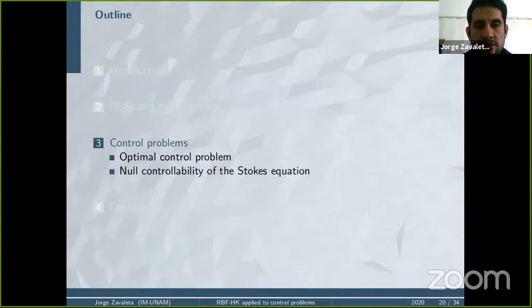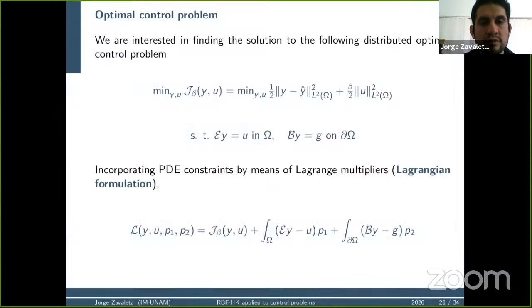Okay, well, and how could you use these methods to solve control problems? Well, I'm going to give some insights on optimal control problems, and I'm going to mention something about null controllability, but we are working on this in this way. So we're interested in finding the solution to the following distributed optimal control problem. Here we want to minimize this functional. Here y is the state variable, u is the control function, beta is a penalty constant, and it is subject to fulfill this boundary value problem.